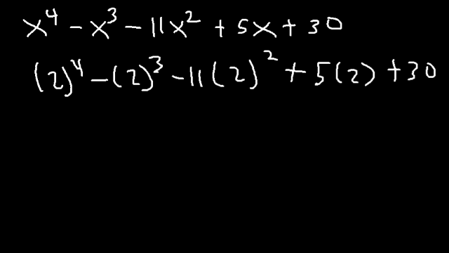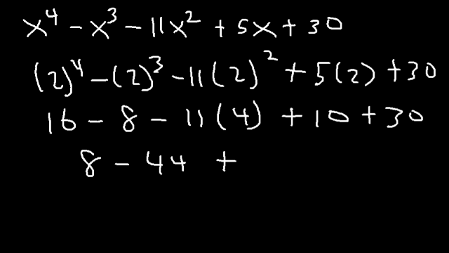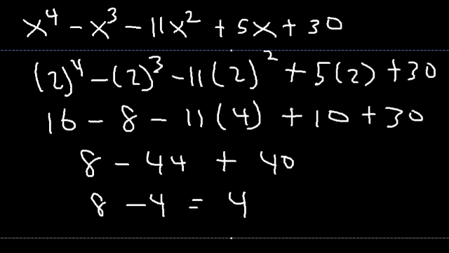Two to the fourth is 16. 2 to the third is 8. 2 squared is 4. 5 times 2 is 10. And 16 minus 8 is 8. 11 times 4 is 44. 10 plus 30 is 40. Negative 44 plus 40 is negative 4. So this is close. It's not too far away from 0, so we're on the right track. Let's try negative 2.